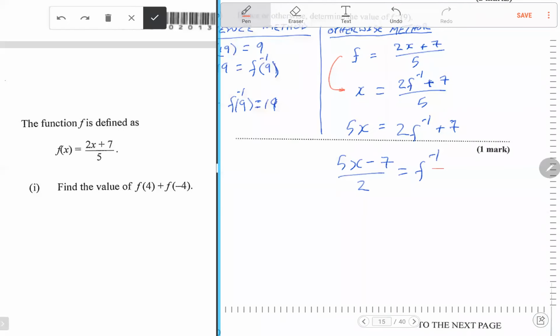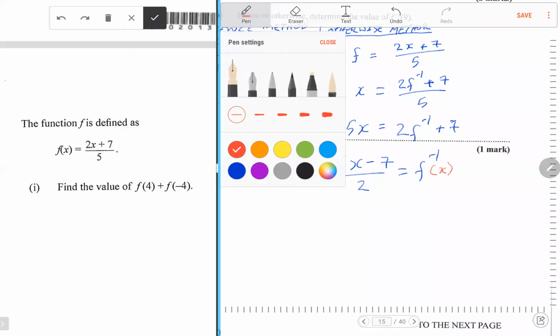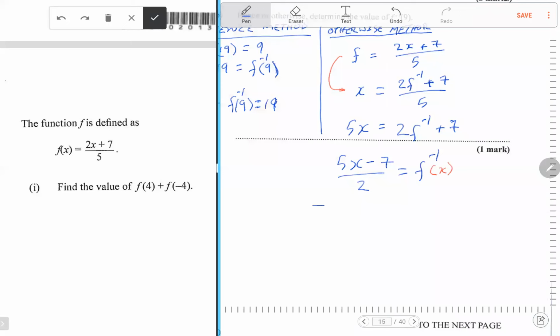We put back the of x. So we can say therefore f to the minus 1 of 9. We put in the 9 in this now. We get (5 times 9 minus 7) over 2, which is going to give you the same 19.